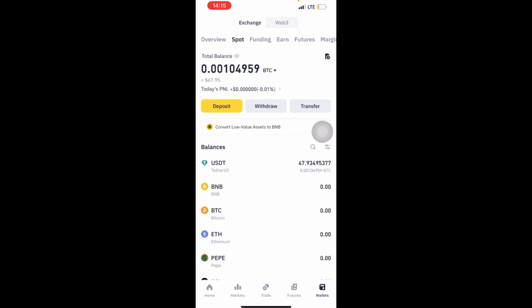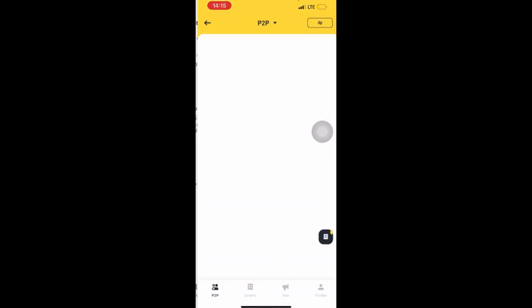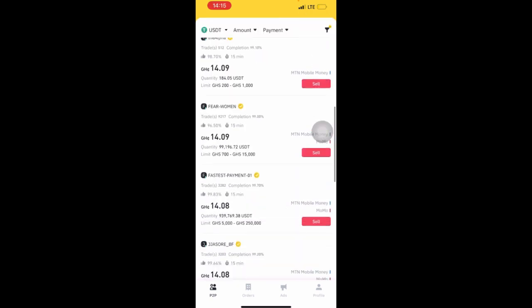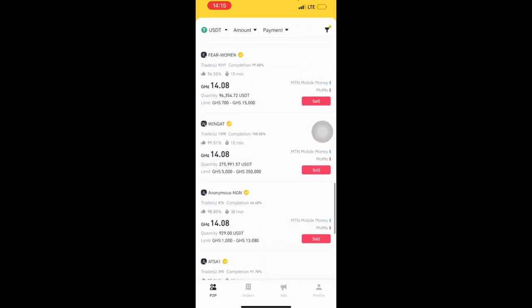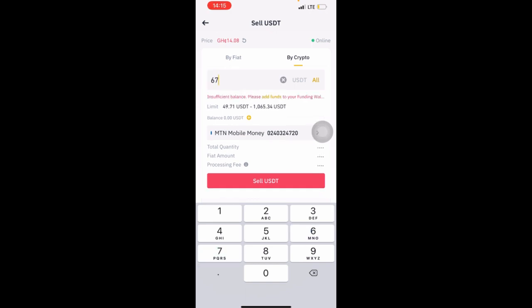So before I can sell this on Binance, I have to transfer it from my spot wallet to my funding wallet. I can also do it like this. I'll go to trade, go to P2P, go to sell, choose something like this, and I'll enter, let's say 67. They say add funds.